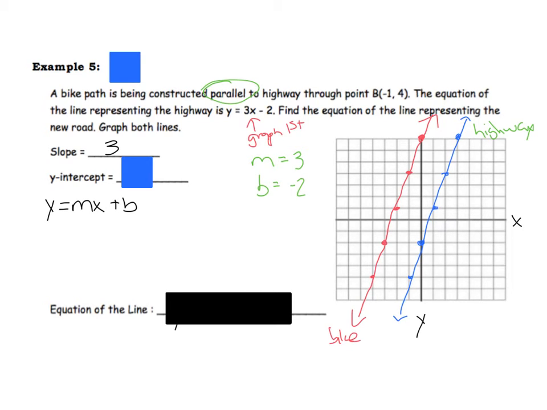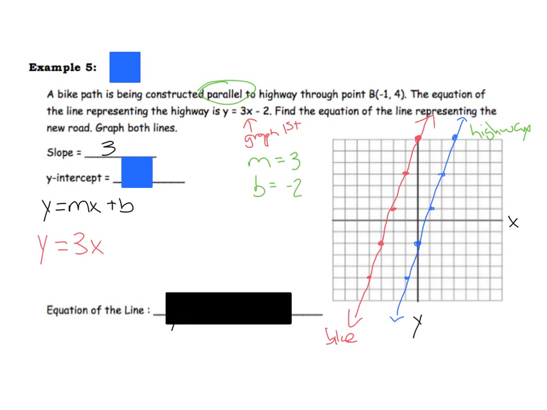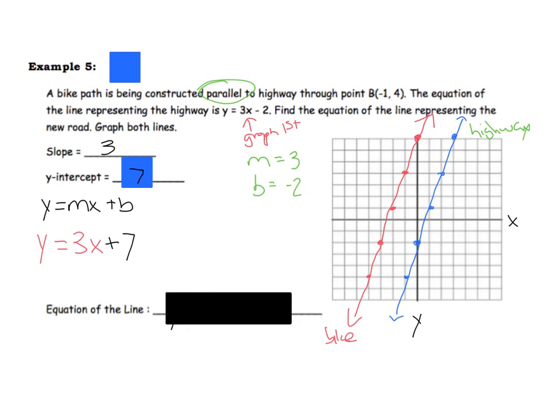Now, in order to write this equation, y equals, we already know m is 3x, our y-intercept. So where did our bike path cross the y-axis? Hopefully we see that it's right here at this point, and that is 1, 2, 3, 4, 5, 6, 7. So our y-intercept is 7. So y equals 3x plus 7. So that is the equation of our line.